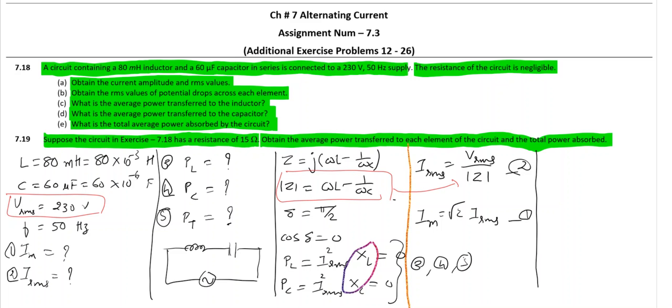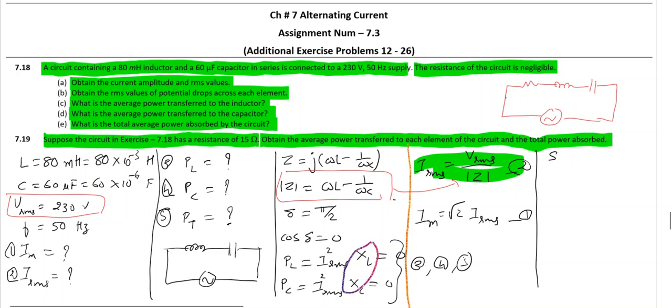Now if I modify this, suppose I consider a circuit in which I have a resistor also, say 15 ohm. How will things change? Instead of this, where mod Z is ωL minus 1 by ωC, for 7.19 my mod Z will be under root R square plus (ωL minus 1 by ωC) whole square. This will be the case.